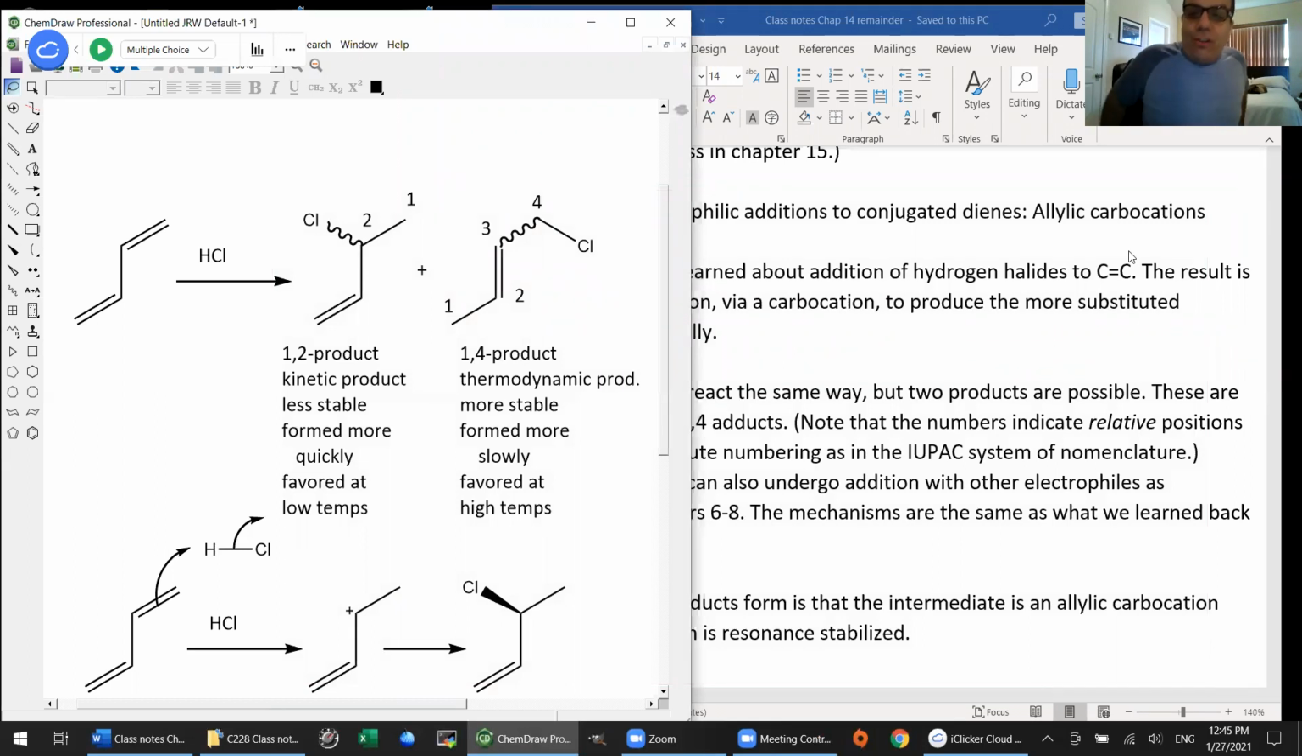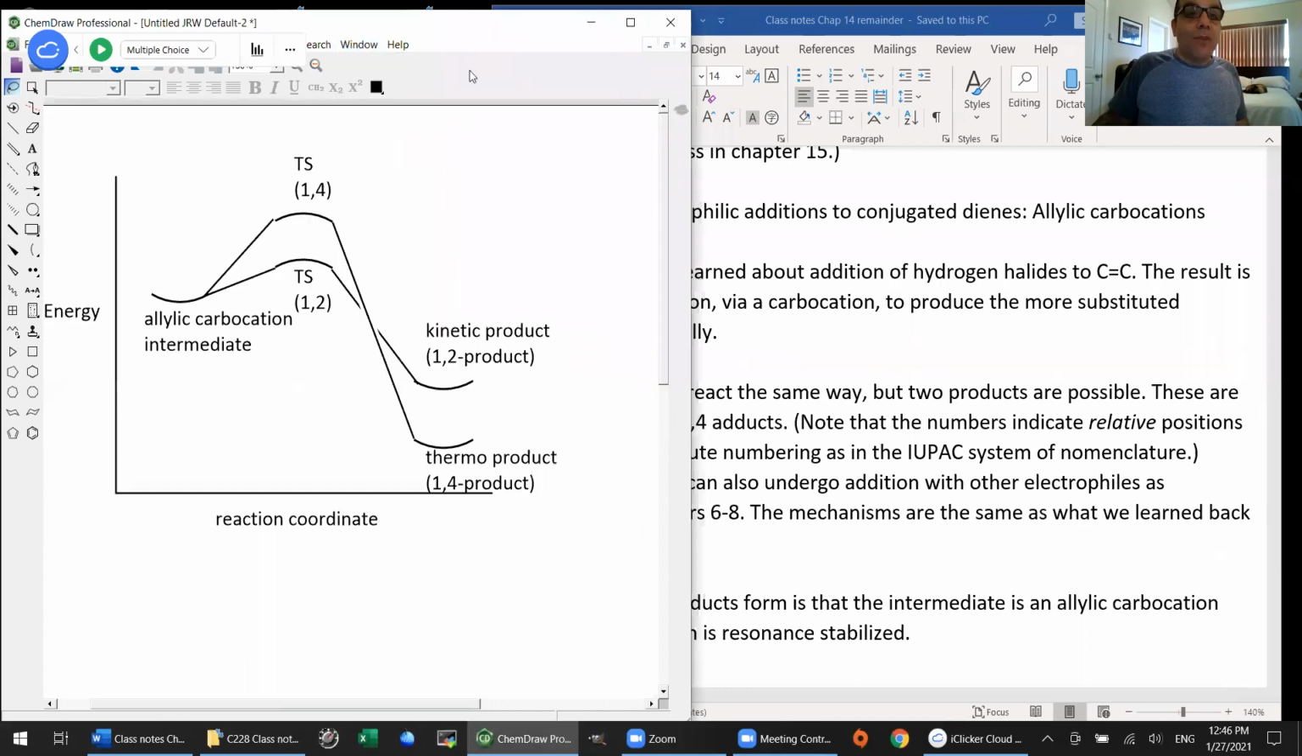Good, so there's just one more thing I want to go over in our waning 5 minutes, which is what the energy diagram would look like for this. And I think we can learn quite a bit from that, actually. And so what I've drawn here is the energy diagram of that second step. So I'm not starting at the starting material here. I'm starting at the intermediate, that allylic carbocation, which again is the same intermediate for both 1,2 and 1,4 products. And this diagram would look much like this for any conjugated diene undergoing any electrophilic addition.